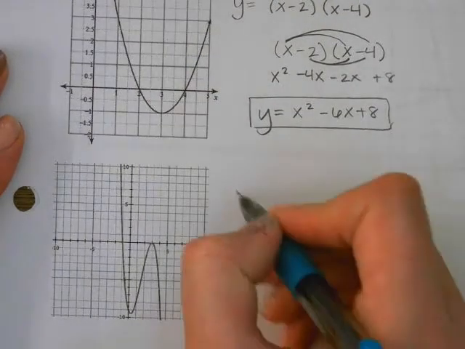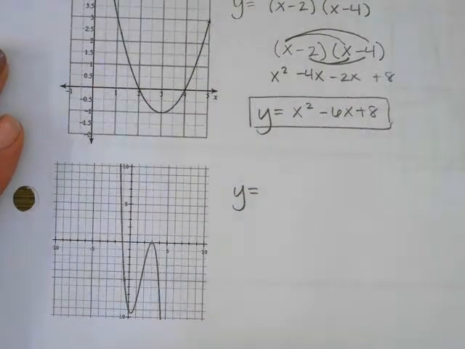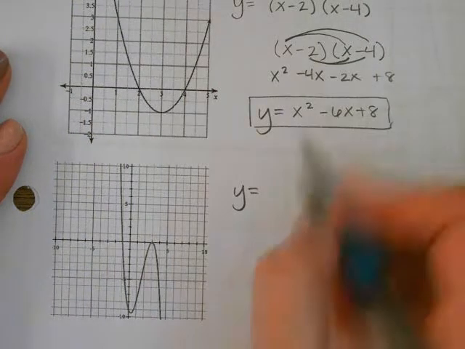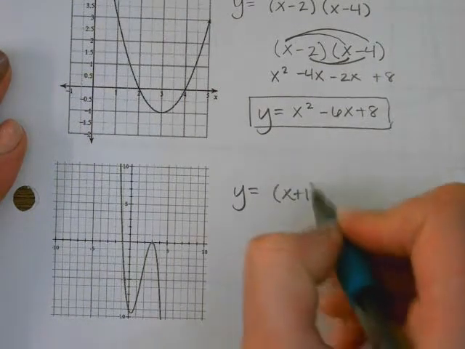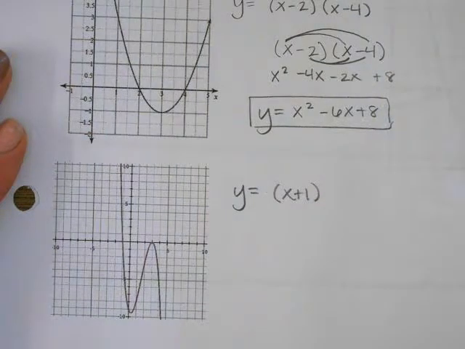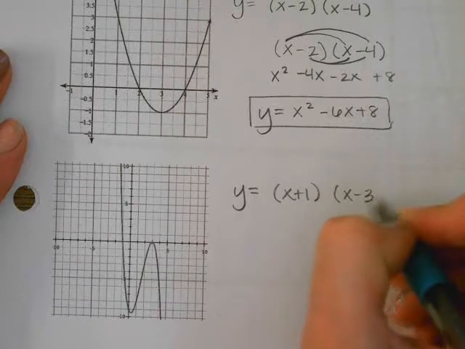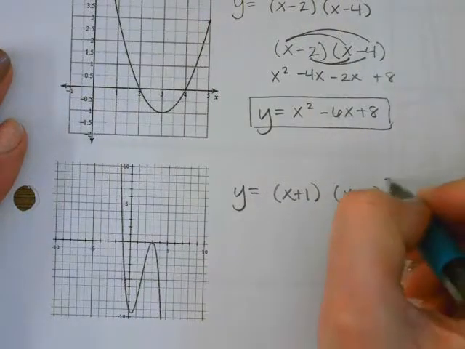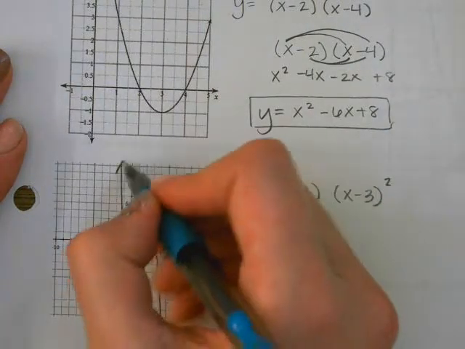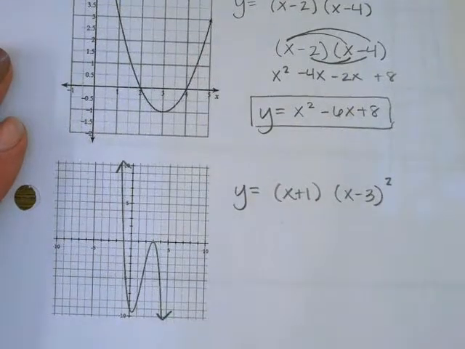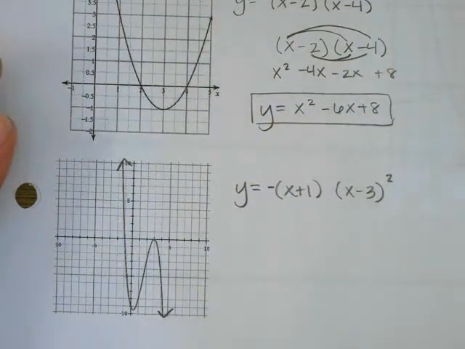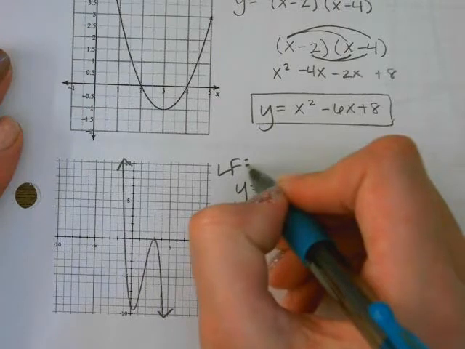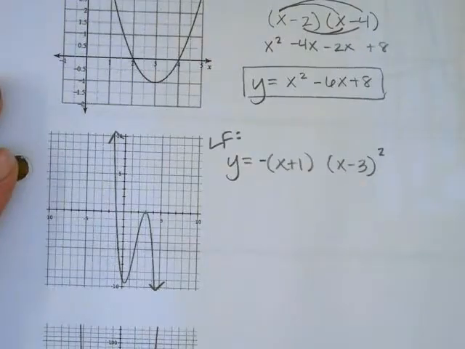Okay, how about the next one? If we were to write it the way that we've been writing the problems, what would we say? X plus 1. X minus 3. Squared. Okay, and I can see that it has an up arrow first and then it has a down arrow, so it's a negative problem. Okay, so if we were doing the linear factorization, we'd be done. That would be the answer.